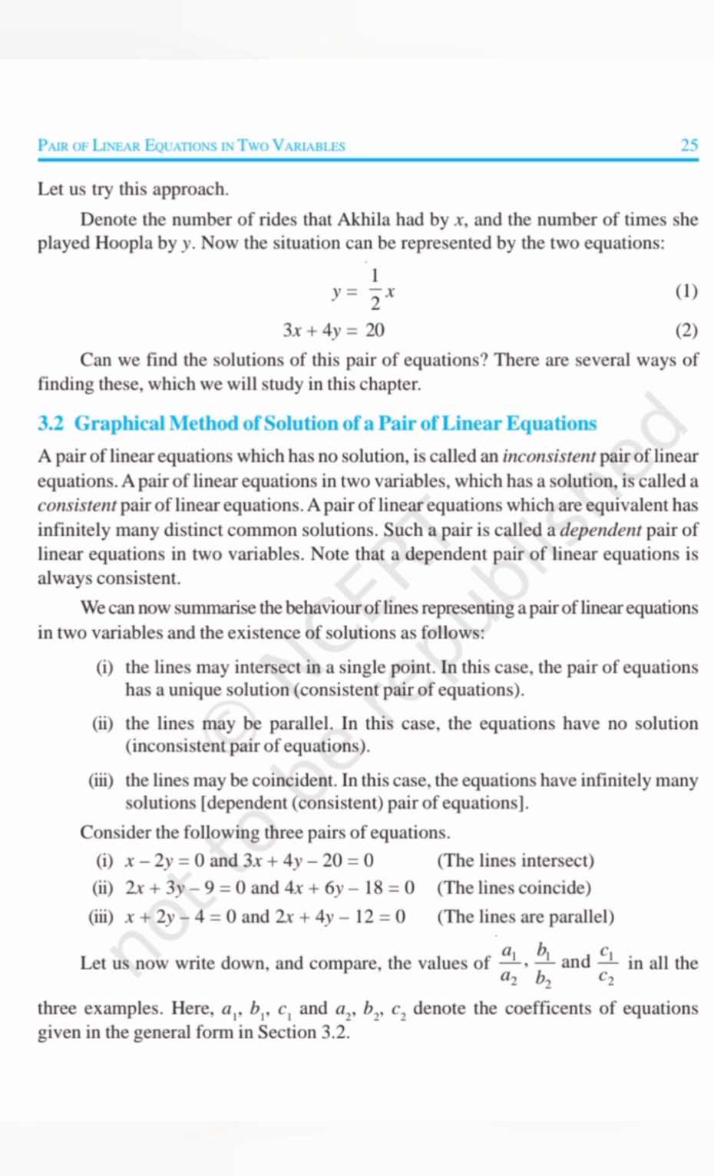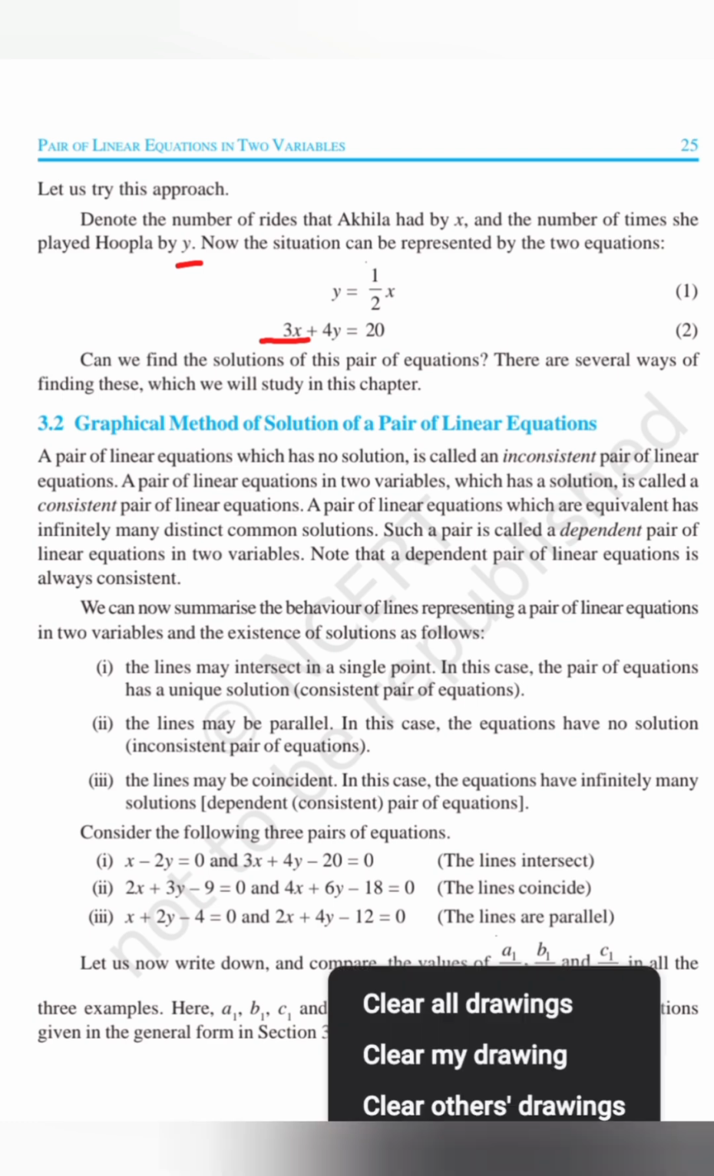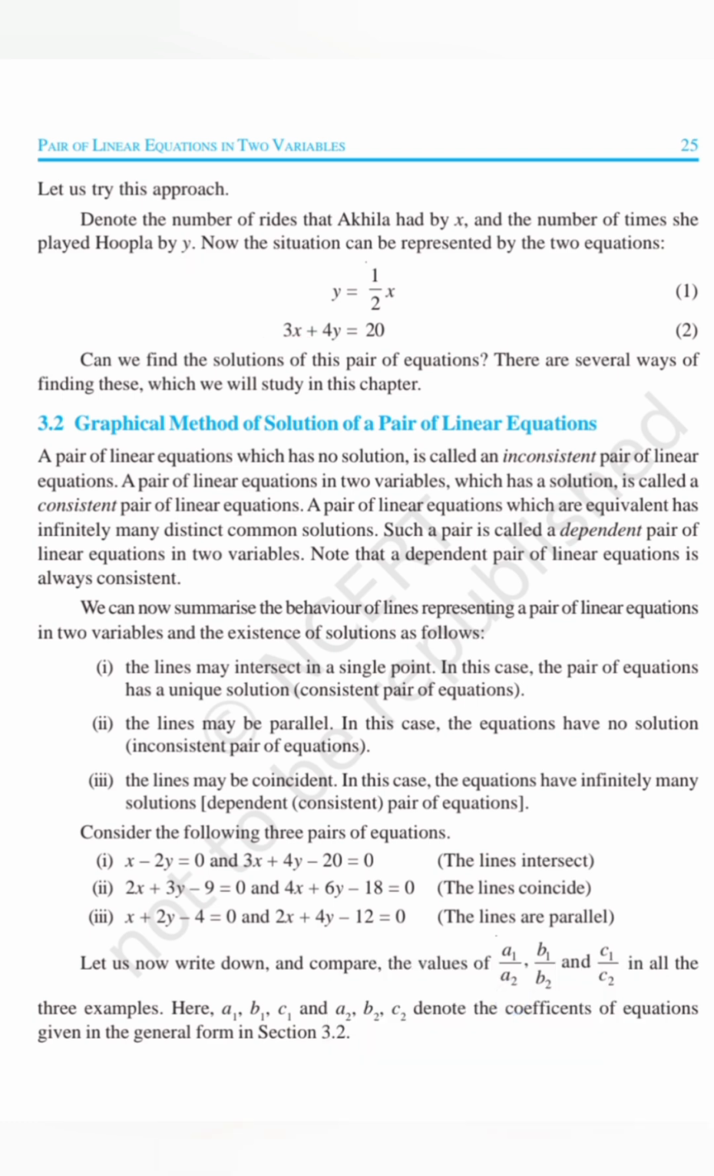And the second equation would be based on 3 rupees for the giant wheel and 4 rupees for hoopla. The number of rides on the giant wheel is x and for each ride it is 3 rupees, so 3 into x will be the total cost for the giant wheel. The number of times she played hoopla is y, and the cost of a hoopla game is 4, so it will be 4y. She spent rupees 20 for both, so we can say 3x + 4y = 20. This is the equation for the amount she spent.